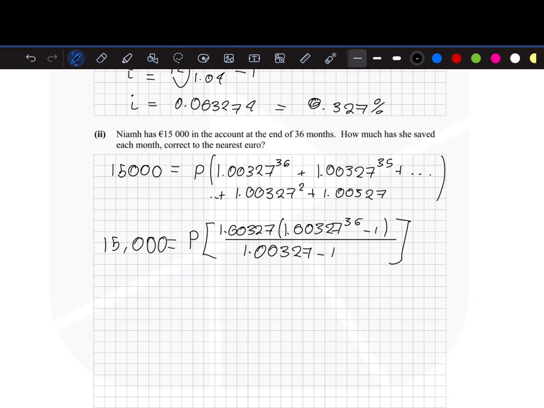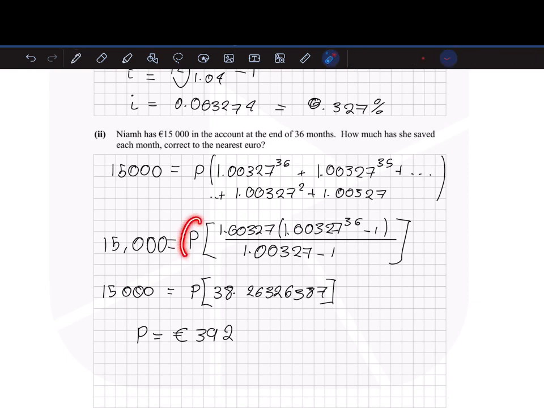So if we write that out, we're going to have 15,000 is equal to P times 38.26326387. And then if we divide both sides by what's in the brackets, we're going to get P is equal to, to the nearest euro, 392. So if we go back up to this whole thing right here, if we just sub in 392, it's going to pretty much get us all the way to 15,000 when it's multiplied by what's in this box here.